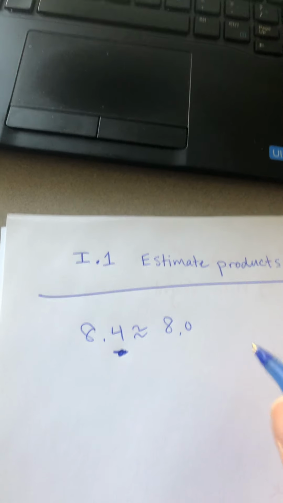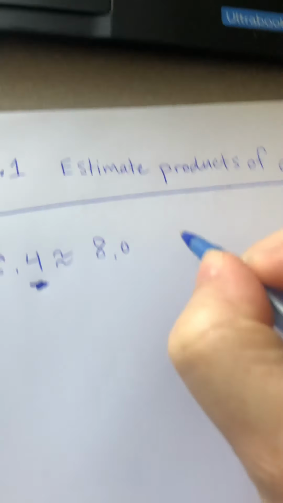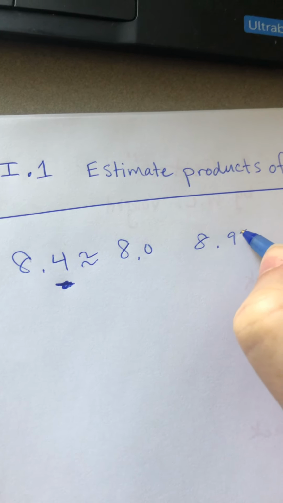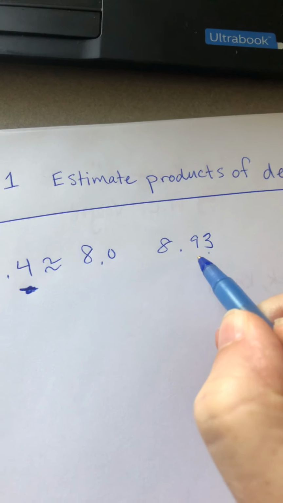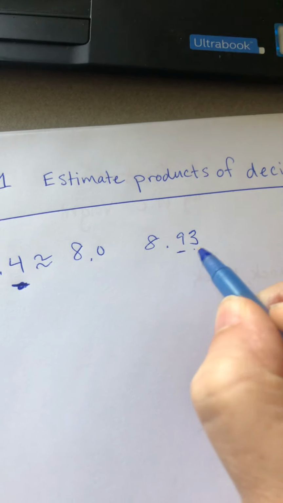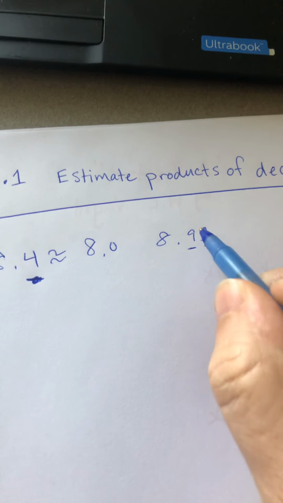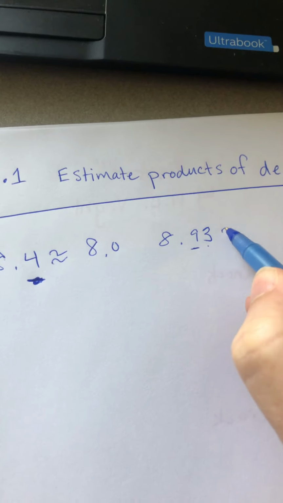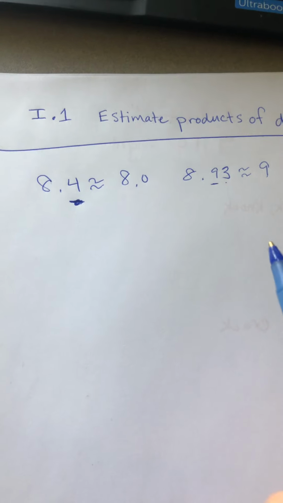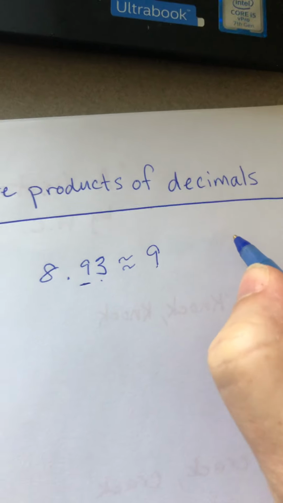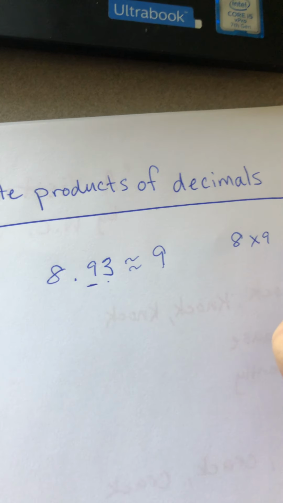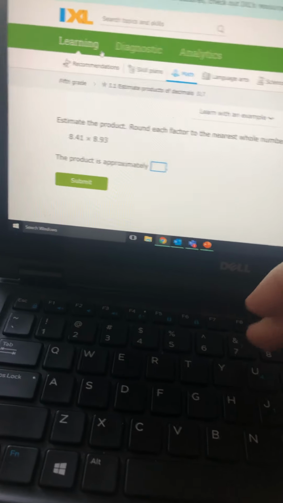And the other number was 8.93. Okay, so you don't need to worry about the 3 so much, okay? Look at the number in the 10th place, the 9. That's greater, 5 or greater goes up, right? So this number is approximately 9 whole. Okay, and so then you're estimating the product. So 8 times 9, we'll put that here, 8 times 9 equals 72. Okay, we're gonna pop that in here, 72.